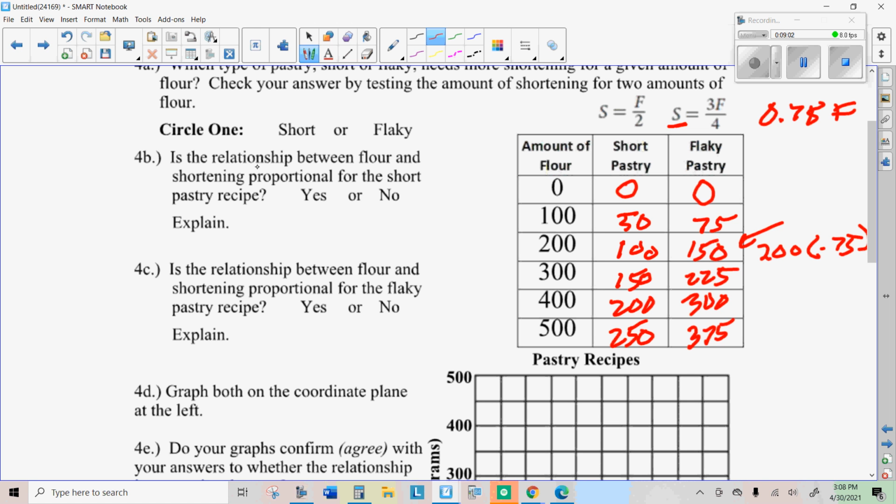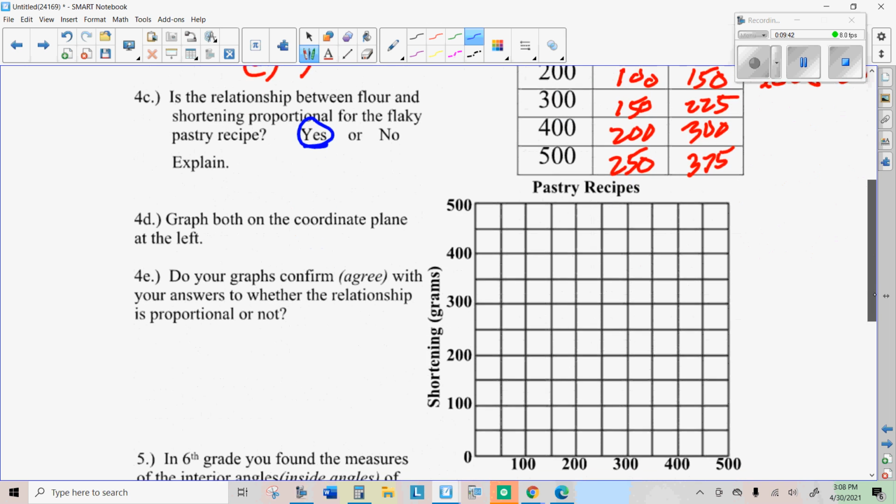All right, is the relationship between flour and shortening proportional for the short pastry? So this one you're going to say yes, because 0, 0 starts at the origin and it goes up by 50 every time. Is the relationship between flour and shortening proportional for the flaky? You're going to say yes. You have 0, 0 again there. Okay, and these go up by 75 every 100. So yes, same reason.